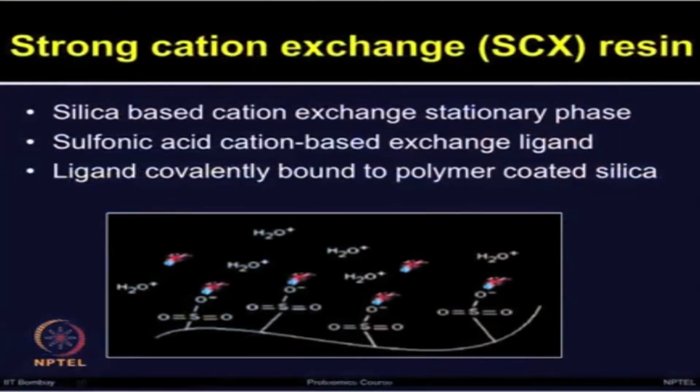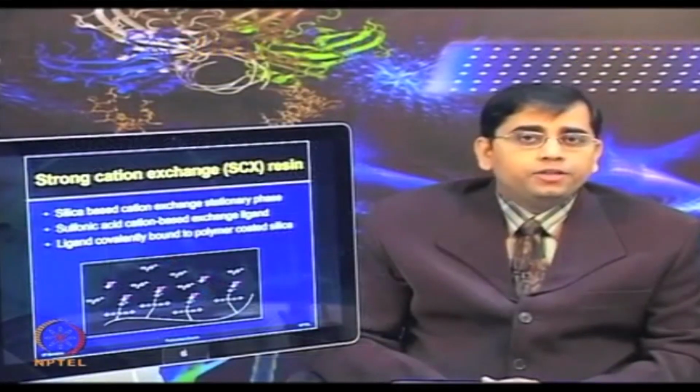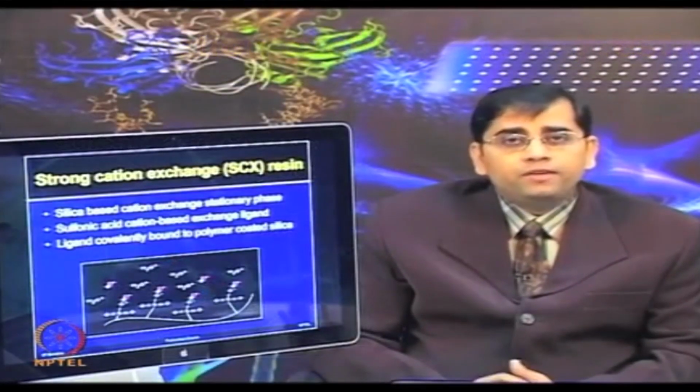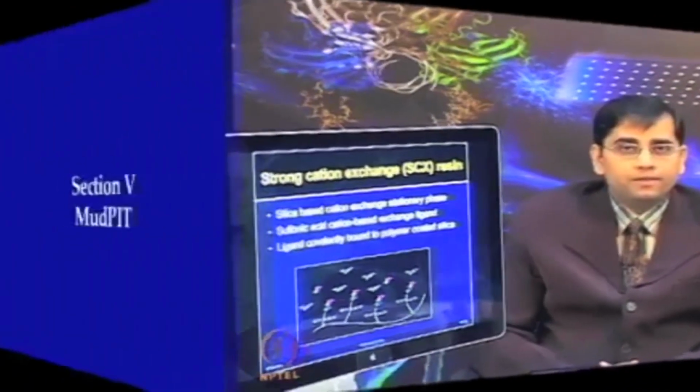Let us now talk about strong cation exchange, or SCX, chromatography. SCX consists of a stationary phase matrix made up of negatively charged sulfonic acid groups, which bind the oppositely charged peptide molecules. These molecules can be eluted out using a positively charged mobile phase, which binds the analyte molecules more firmly.